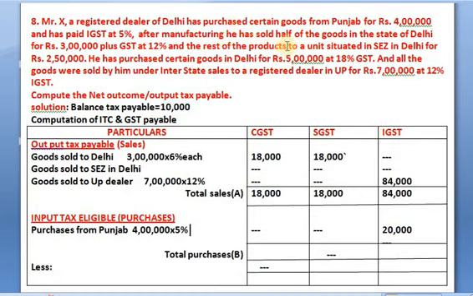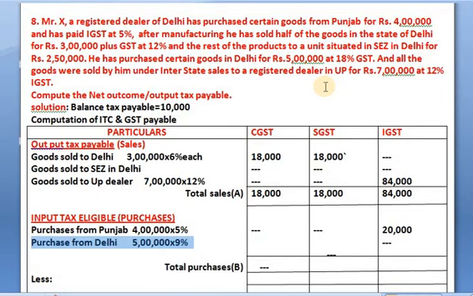After manufacturing, this is the sale. Then here, look: he has purchased certain goods in Delhi for rupees 5 lakhs at 18% GST. So here they have given Delhi only, so Delhi within the state, so intrastate and 18% GST. 18%, we divide it as 9% each. Okay? 9% each we have taken, that comes to 45,000 and 45,000. And we don't have any other purchases.